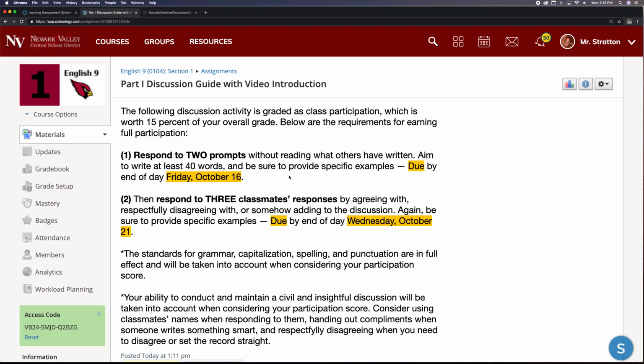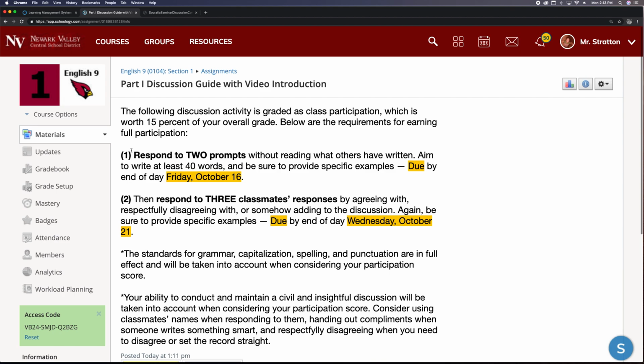And I'm going to read it. It says the following discussion activity is graded as class participation. So eventually there is a grade associated with it, just not for what you see in front of you right now, which is worth 15% of your overall grade. Below are the requirements for earning full participation. So here's how you will earn full participation right here. It's these two sections.